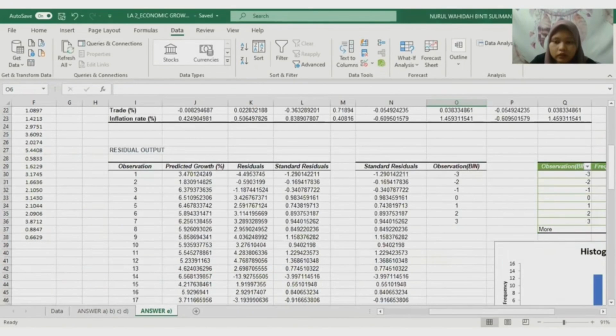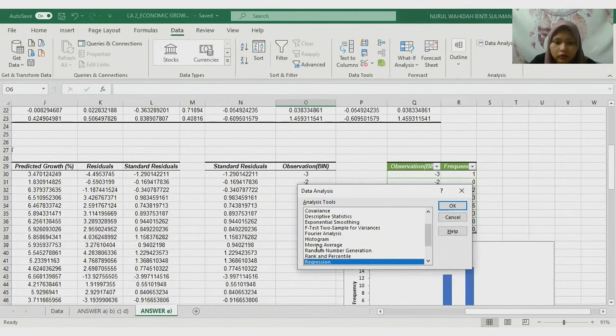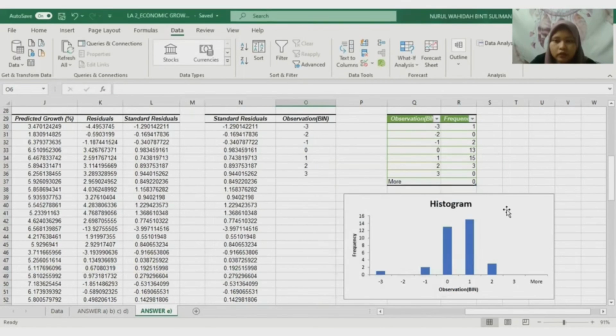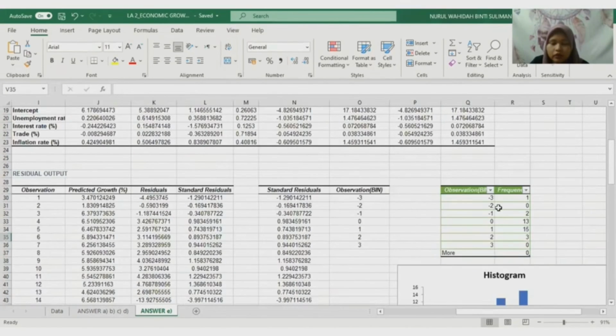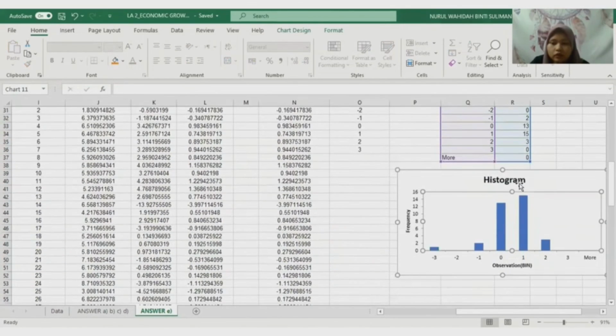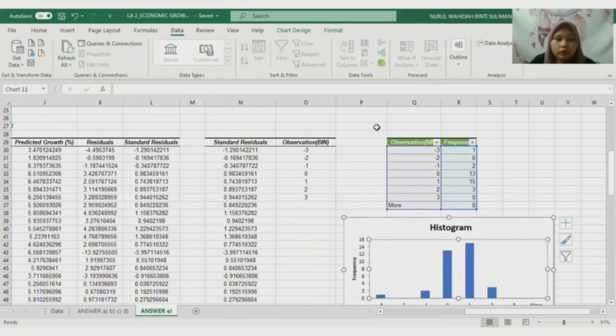And here is the histogram that we got from data analysis. We include the standard residuals and observation mean. So here we got from this data analysis for the histogram, and here there is frequency and bin. This is the histogram for the standard residuals. This is frequency and observation. It ranges from -3 to 3. So thank you, that's all from me.